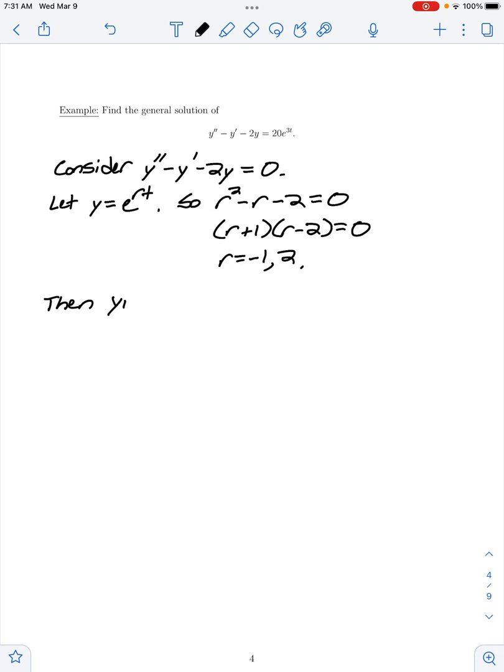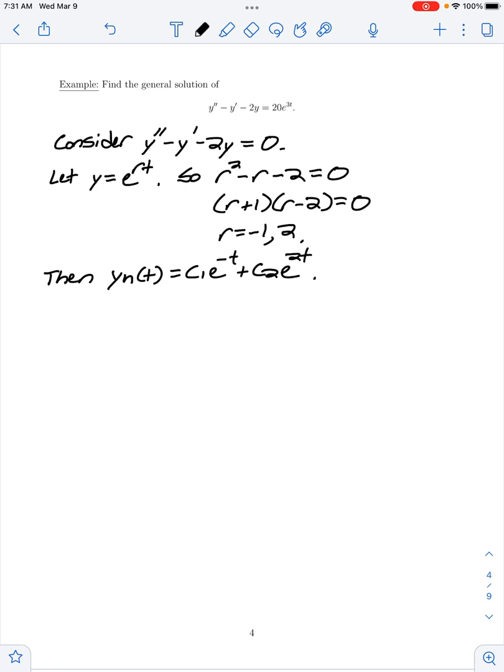So our homogeneous solution, y sub h of t, will have the form c1 e to the negative t plus c2 e to the 2t. So our next step is to find some particular solution of the non-homogeneous equation, and this method of undetermined coefficients requires us to make some assumption or guess about the form of our particular solution. So to determine the form of our particular solution, again, we will look at this g of t function on our right-hand side.